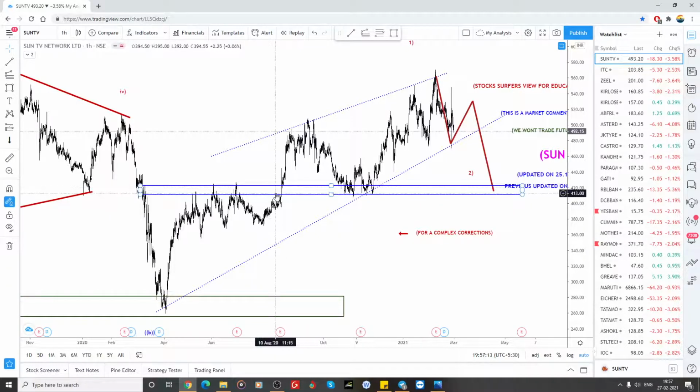First of all, I bought at the 320 something zone and I booked here because of this, and again I bought back here itself, and again it came down. So I didn't average that, because I already bought at the 440 level, and here it's only 10% more. So I'm expecting a deeper correction for that.